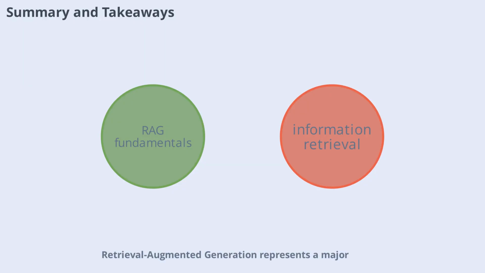Retrieval-augmented generation represents a major leap forward in AI-powered information retrieval. By understanding and applying the fundamentals of chunking, embedding, retrieval, and grounding, you can build robust systems that deliver accurate, context-rich answers. Keep experimenting, measuring, and refining your approach to unlock the full potential of RAG.